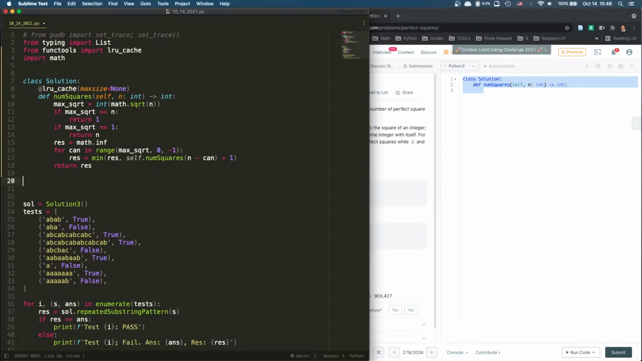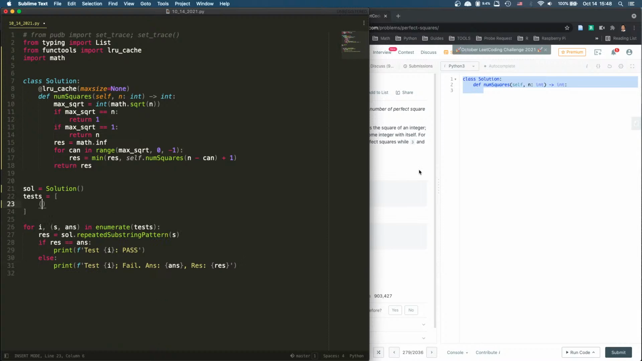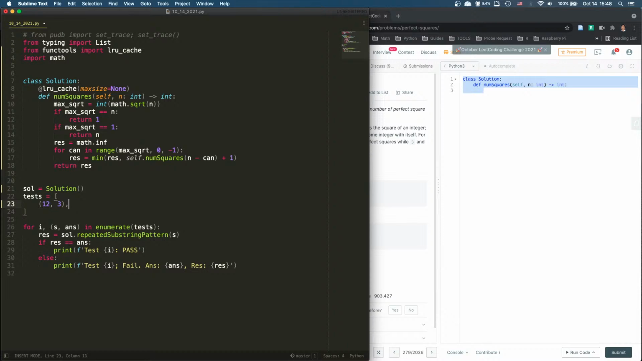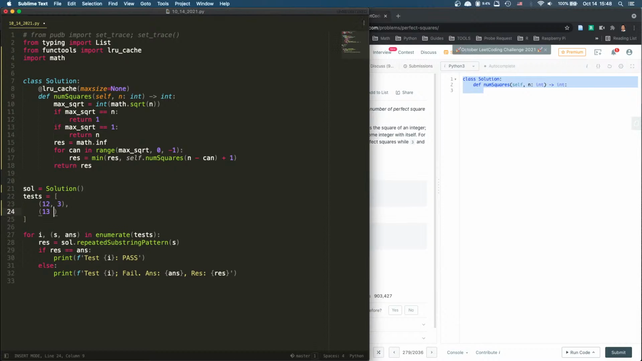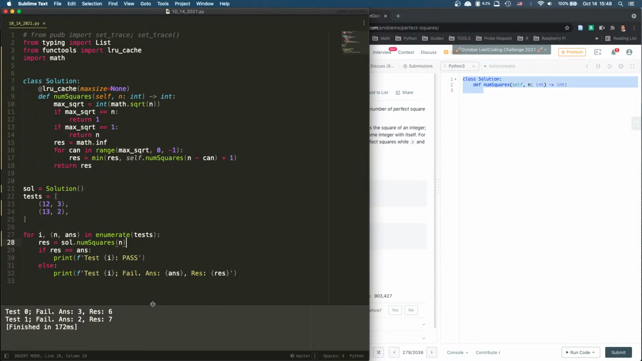Alright, let's try it. A test case will be easy to write. And it's jamming in terms of test cases. Let's do this first. 12 should be 3. 13 shall be 2. To see if these two pass. This one will be num squares n. Alright. Oh no, that is not correct. Vastly not correct. What happened? Oh, it's not candidate, it's candidate squared. Jeez. Candidate squared.